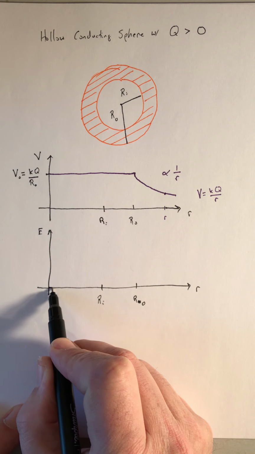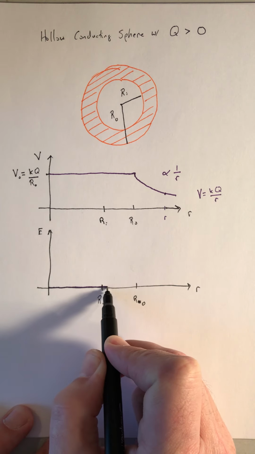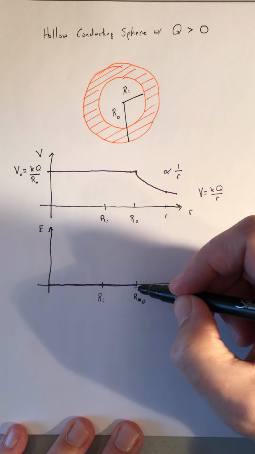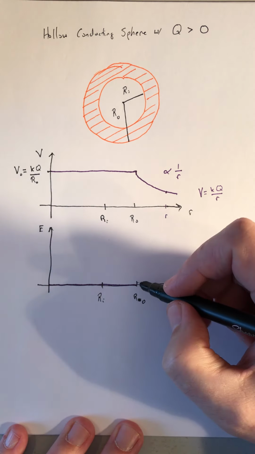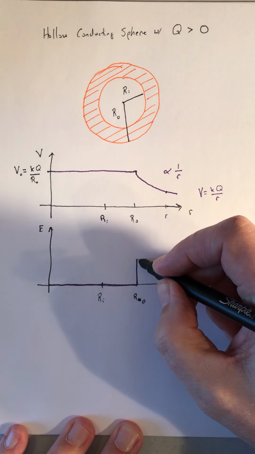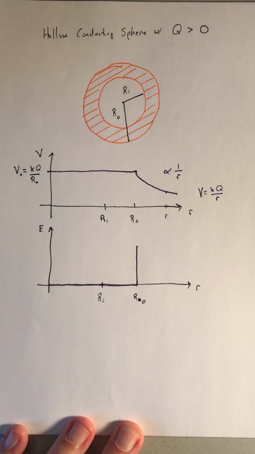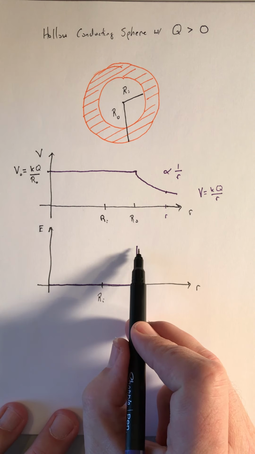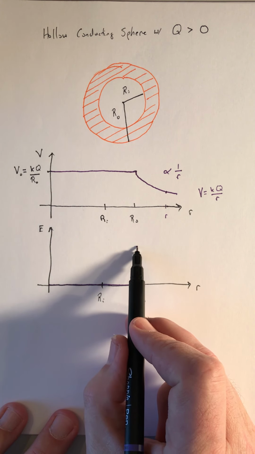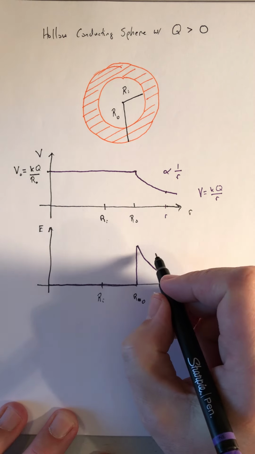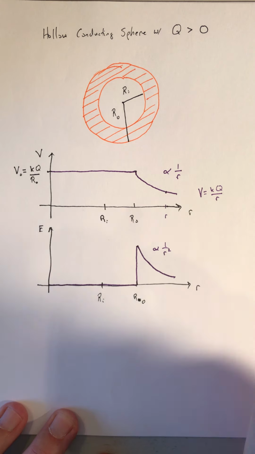So all throughout the conductor, I'm going to have an electric field that's 0, and then I run out of conductor, and that's where the surface charge is. That surface charge density on the outer surface of my conductor is going to make a discontinuity in the electric field. It's going to shoot up to some value. We can write that down in a second. And then outside the conductor, it's going to be the electric field from a point charge, so it's going to fall off proportional to 1 over radius squared.